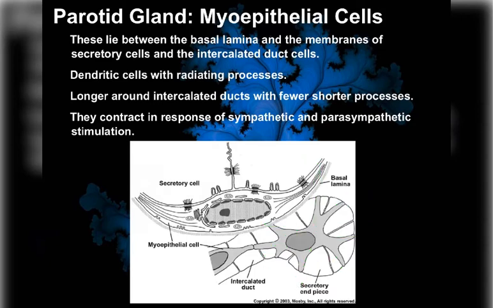The myoepithelial cells lie between the basal lamina and the membranes of the secretory cells and intercalated ducts. They are dendritic cells. They have branches, cellular extensions with radiating processes, longer around secretory end pieces, with fewer shorter processes around intercalated ducts. So there are differences in shape between the myoepithelial cells surrounding secretory end pieces and those surrounding intercalated ducts. They contract in response to sympathetic and parasympathetic stimuli.